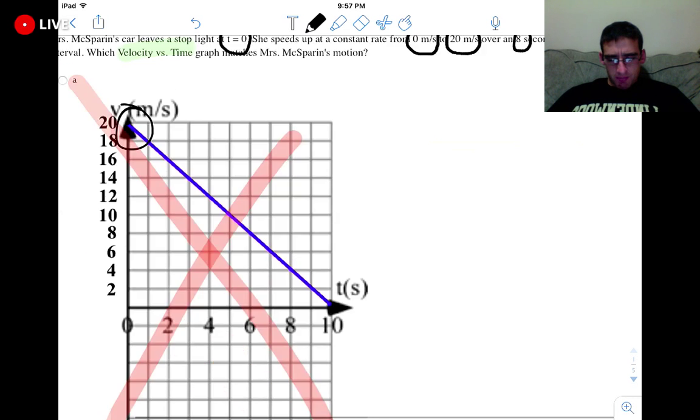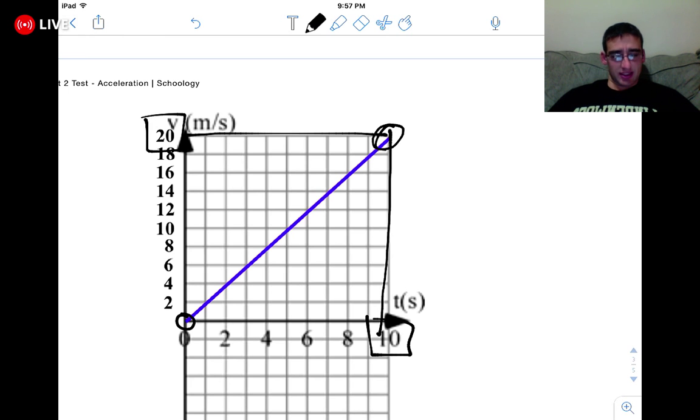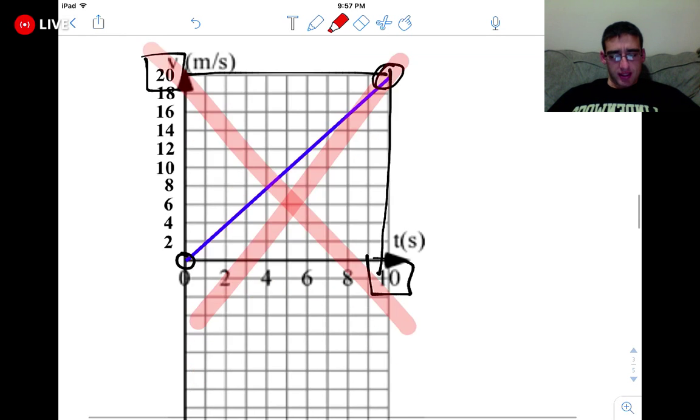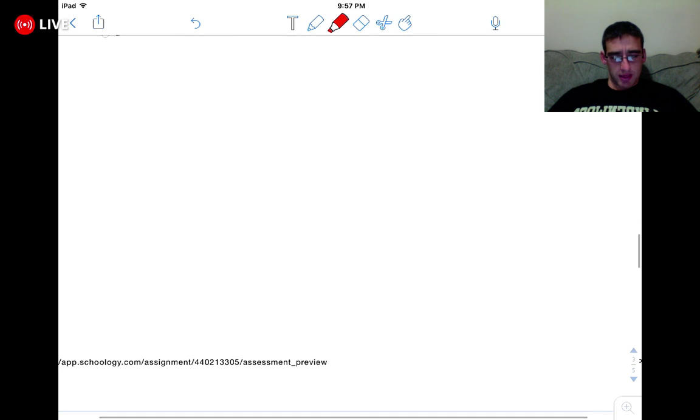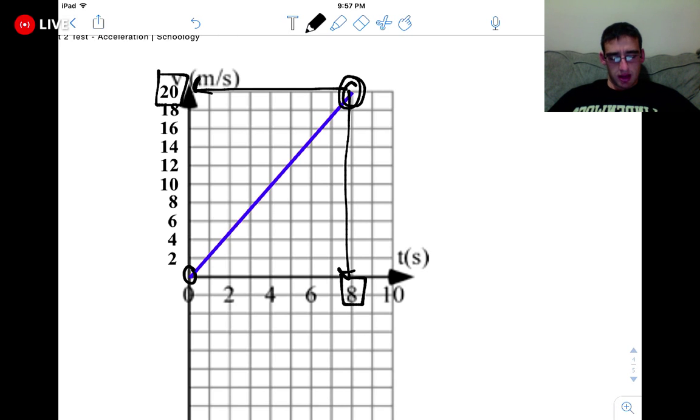All right, so this one speeds up to 20 meters per second. That's good. But it looks like it takes 10 seconds to do that. I only wanted it to take 8 seconds. So I don't think that's it. By process of elimination, I think we've chosen this last one, but let's just make sure. So there's the ending point. We do see that it got up to 20 meters per second, and it also took 8 seconds to do it. All right, so that one is going to be my correct answer.